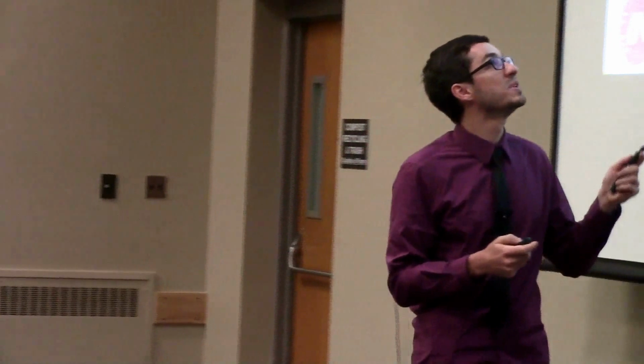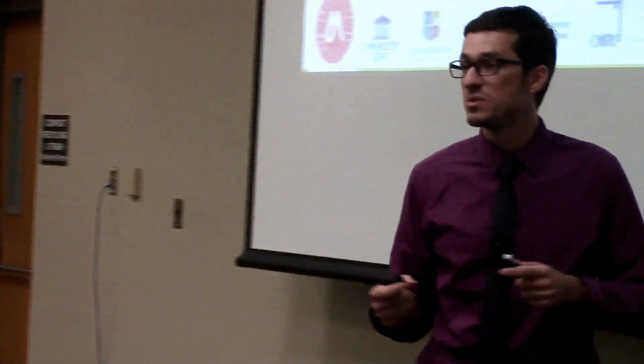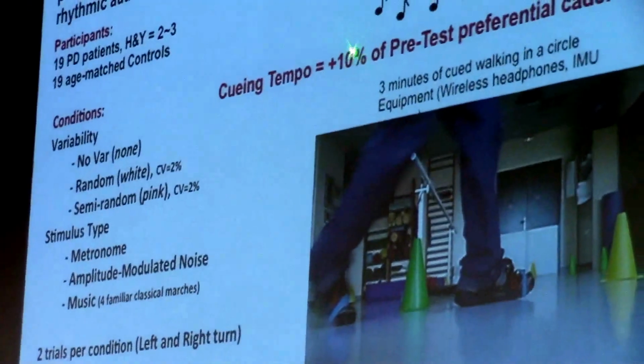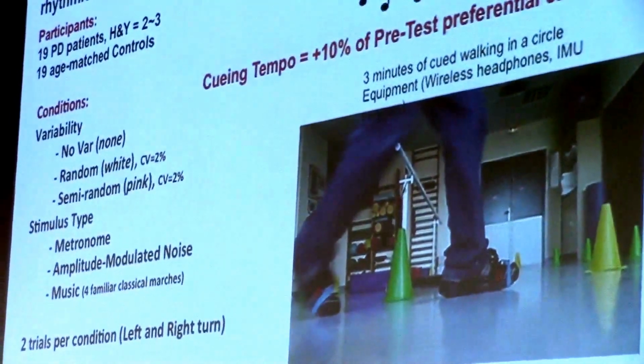Importantly, we always use a plus 10%. This is the typical strategy. You give to the patients plus 10% of the tempo that they produced in pretest.